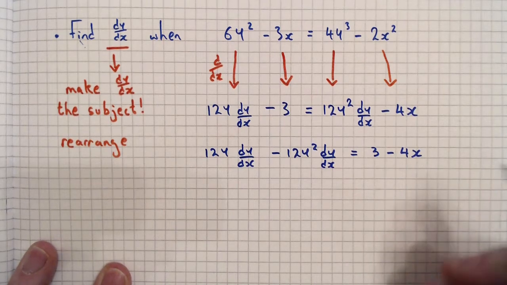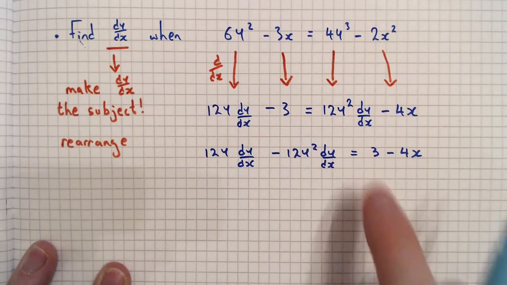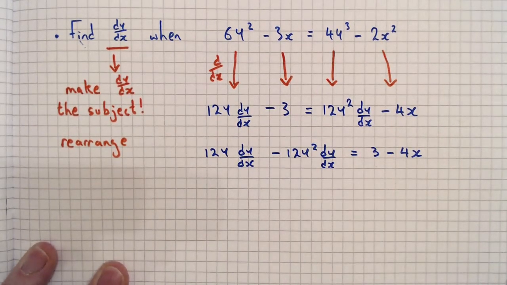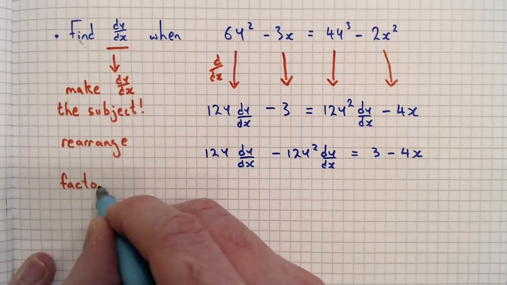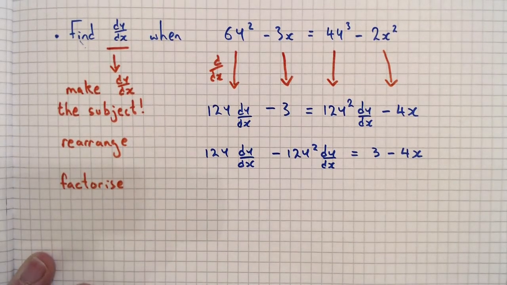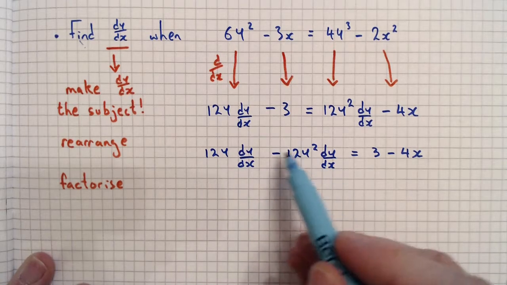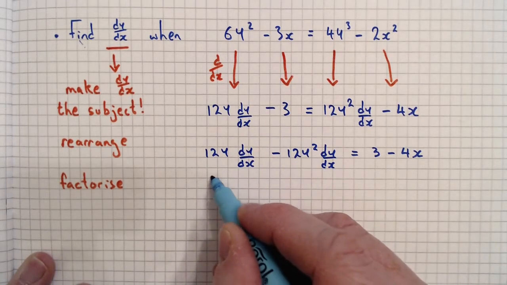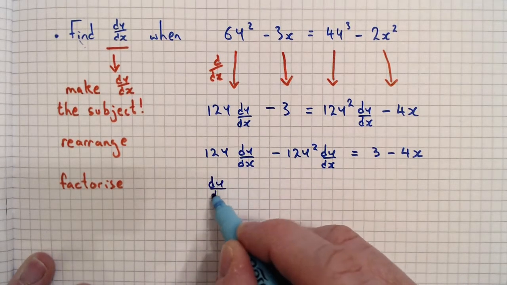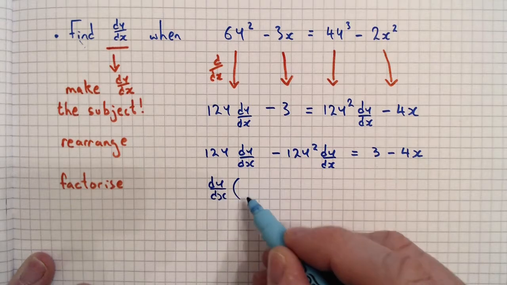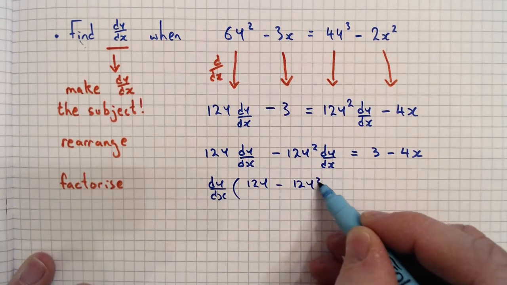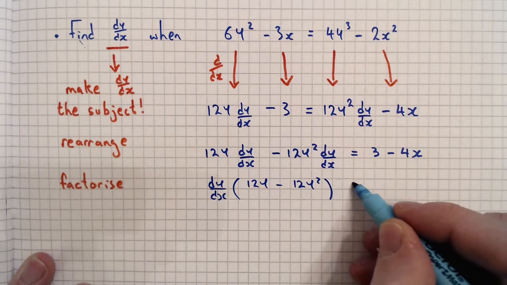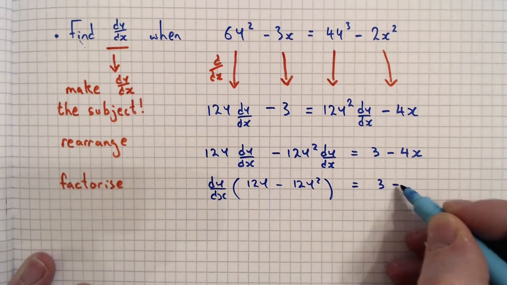Once that's done, you're going to factorize it. We're going to take out a common factor of dy dx. Now, this could be factorized further. We could take out a factor of 12y dy dx, for example, but don't do that. We're only interested in making dy dx be the subject of the equation. So that's the only bit we're removing from these things. The only common factor we're taking out. Put in what's left in a bracket and equals 3 minus 4x.